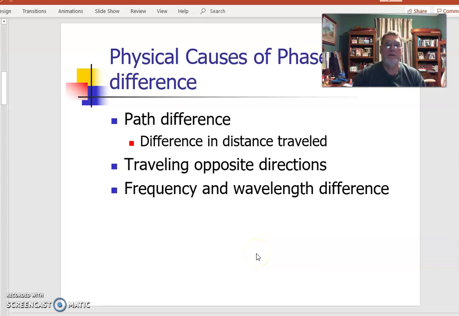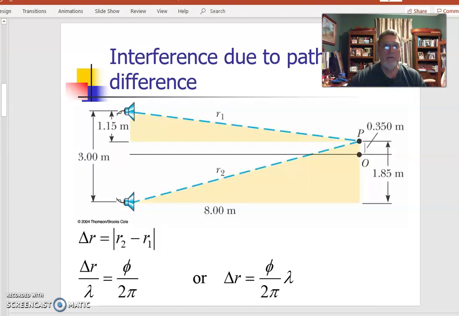All right, now for the second lecture on interference of waves. We talked about how you have constructive and destructive interference depending on the phase difference, and you can cause that phase difference a number of ways. Well, the first one we want to talk about is path difference.